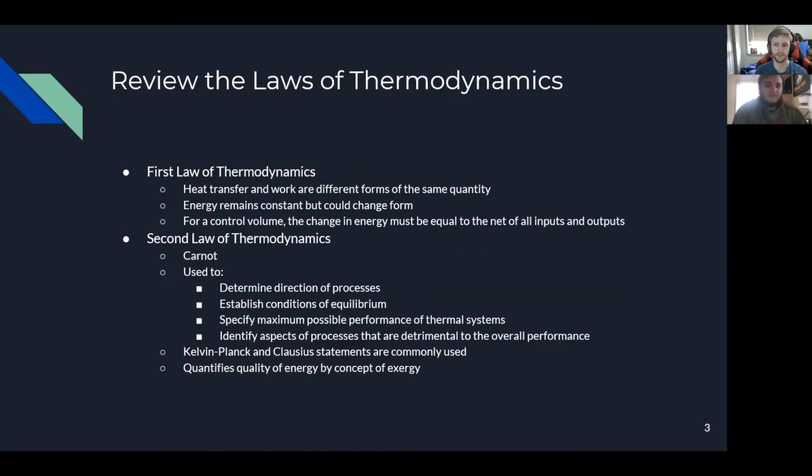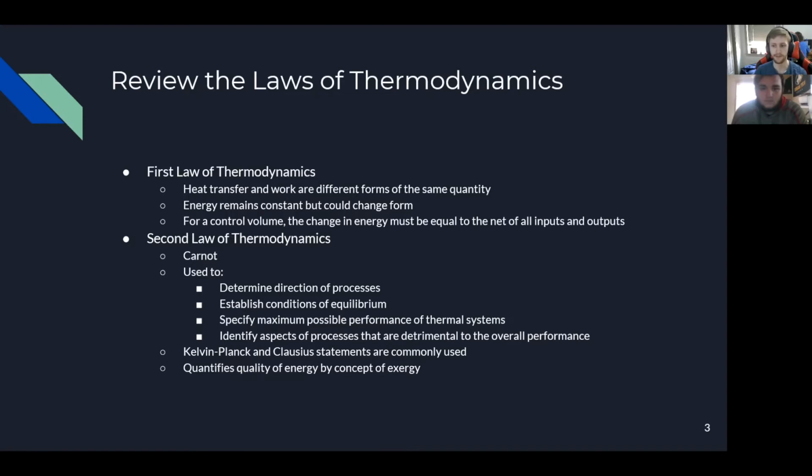To begin with, we'll do a quick overview of the first and second laws of thermodynamics. The first law describes how work and heat transfer are different forms of the same energy and have quantities that can be transferred between forms. For example, chemical energy being converted to thermal, then to mechanical energy in the case of an IC engine. For a control volume, for example, a piston cylinder device, the change in energy has to be equal to the inputs and outputs. The second law of thermodynamics was first brought about by Carnot, leading to the Carnot cycle.